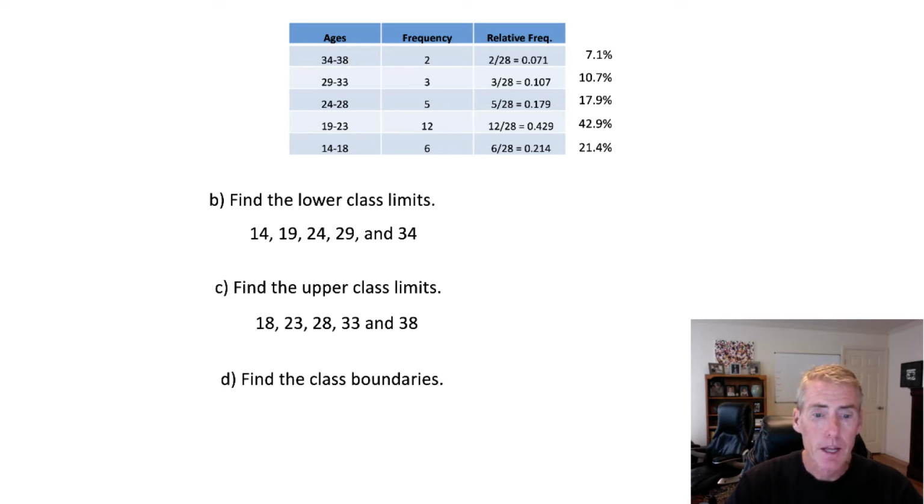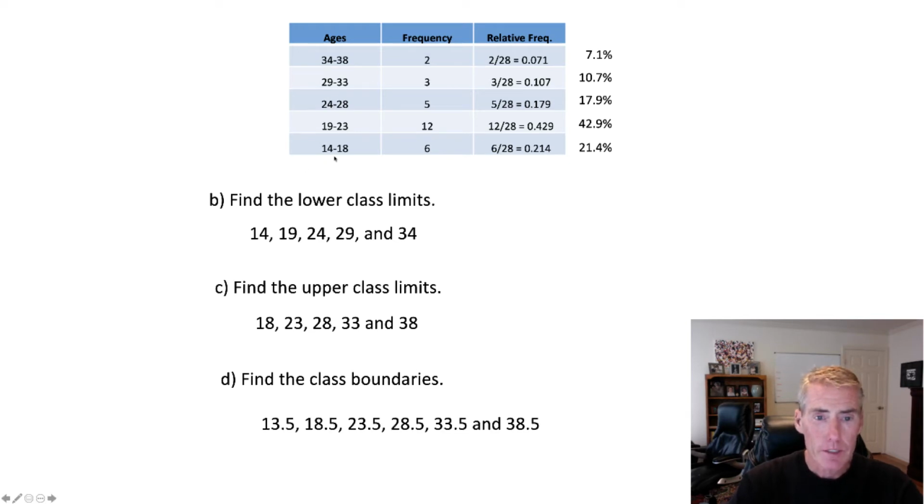Okay, next up, the class boundaries. Hey, where'd you go? There it is, the class boundaries. So if you look at this class, it ends at 18, and then this one begins at 19. So the boundary between 18 and 19 would be 18.5. This one ends at 23, and this one starts at 24. So the boundary between those two, between 23 and 24, is 23.5.